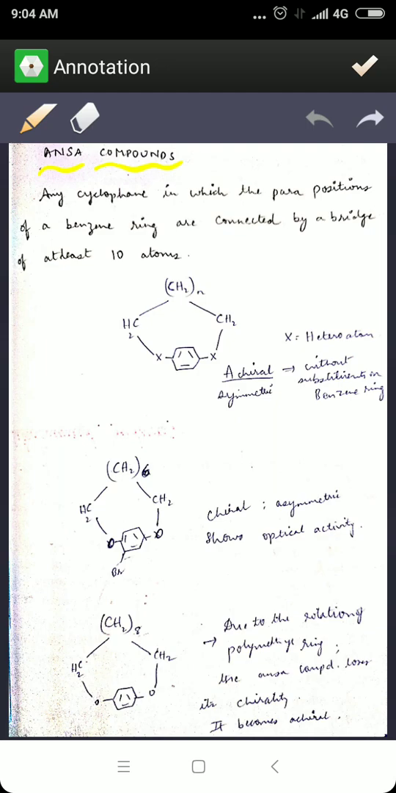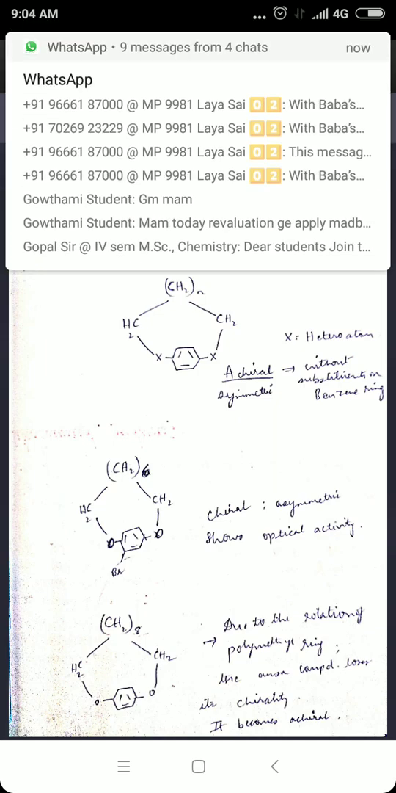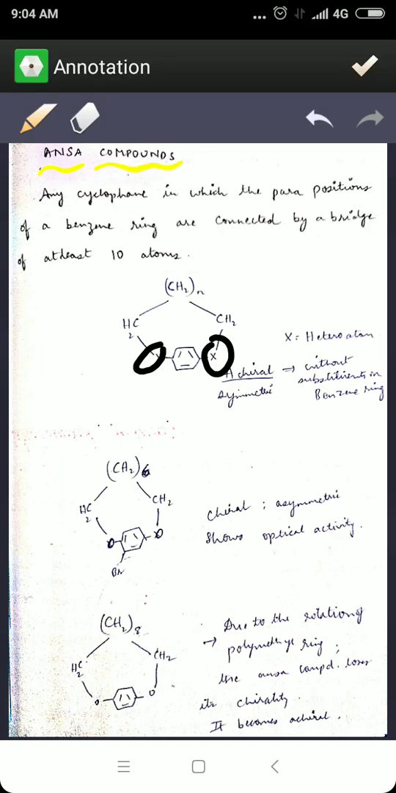Now let us look at the chirality in them. You can consider an ANSA compound like a purse. We know that in a purse we have a handle which connects the two sides. Here, the connection in the ANSA compound is between the heteroatoms. X are the two heteroatoms which are substituted at the para positions of the benzene ring. The CH2 bonds connect the heteroatoms on either end. So you can consider it as a purse.